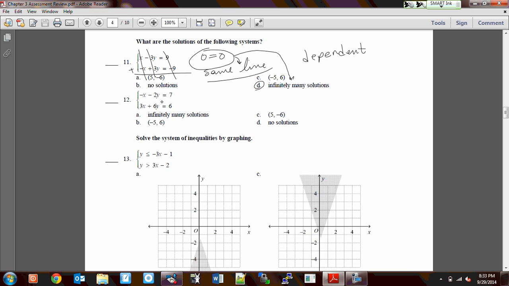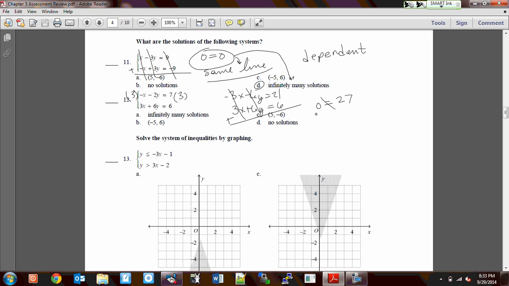All right, number 12. So for this one, you can really solve it however you want. Let's multiply the top by 3. So that'd give us negative 3x minus 6y equals 21. And then the other one is 3x plus 6y equals 6. All right, add these together. Cancels. 0 equals 27. Well, 0 does not equal 27.